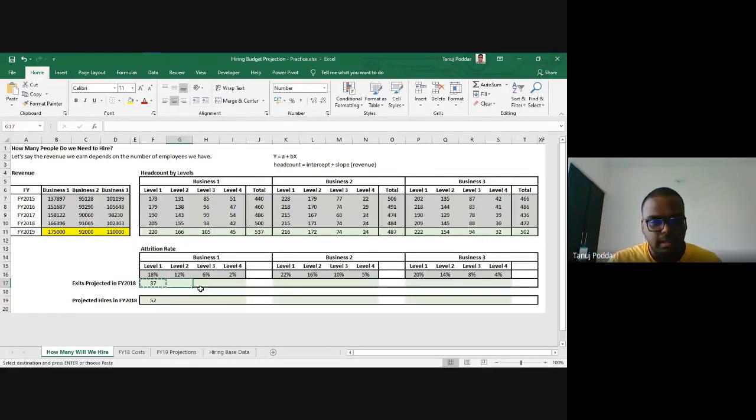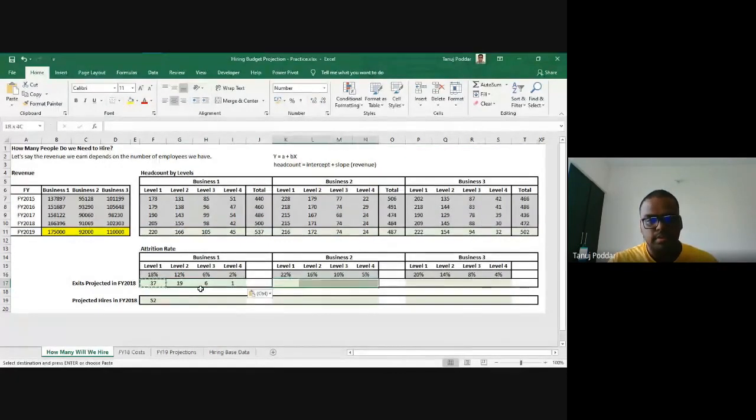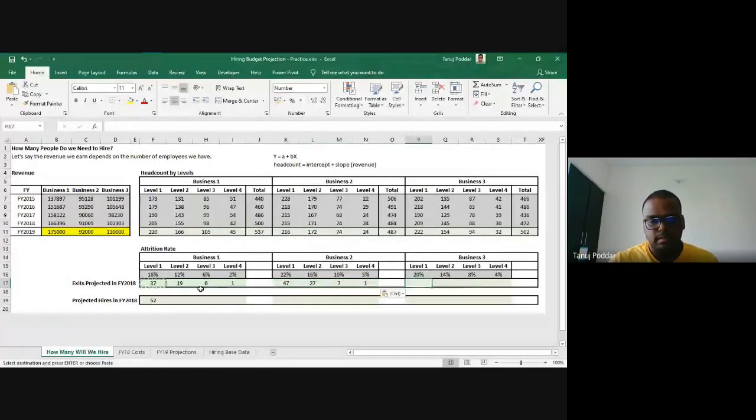So you can simply copy and paste these formulas up here, right? And you should get the output. So just try doing it, right? I think you can also follow the next step, which is basically trying to get the number of projected hires that you'll have.